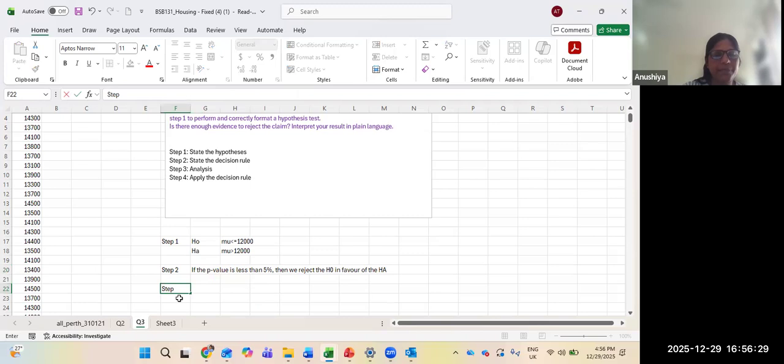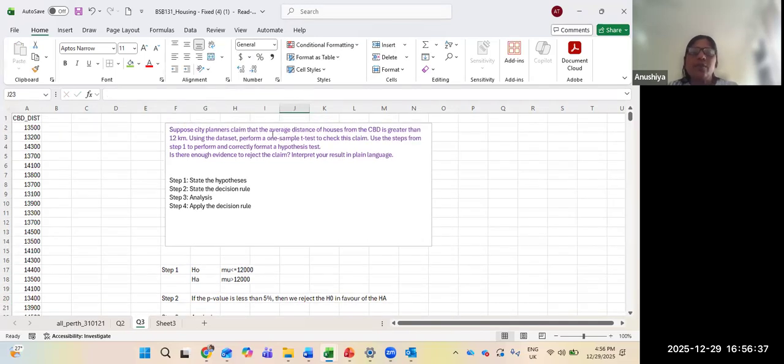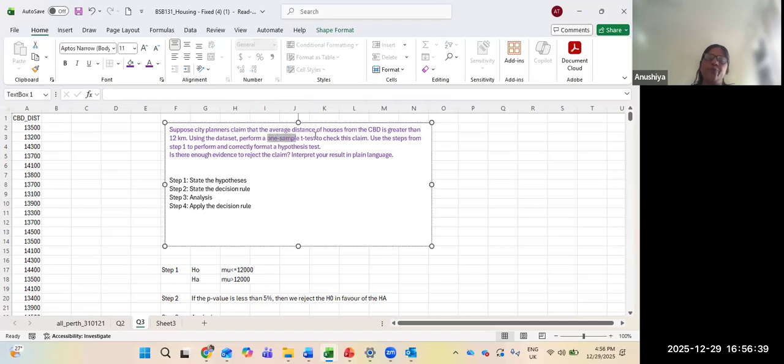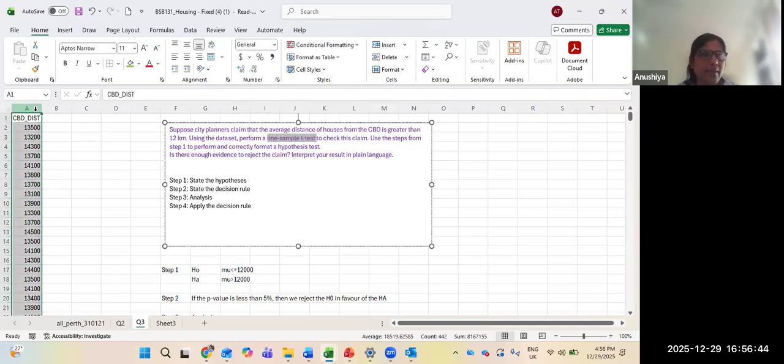Step 3, we are going to do the analysis. In the question, it's already mentioned that we need to perform a one sample t-test. Again, by looking at the data set, we also confirm this is a one sample t-test because we are dealing with one sample parameter, that is the CBD to house distance. So this is our variable of interest.